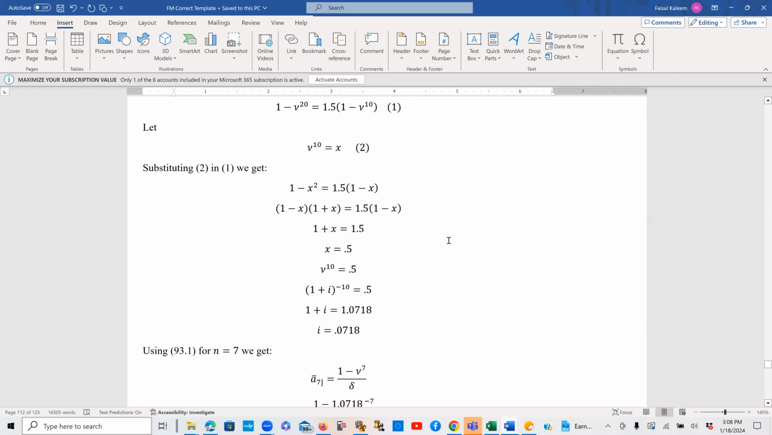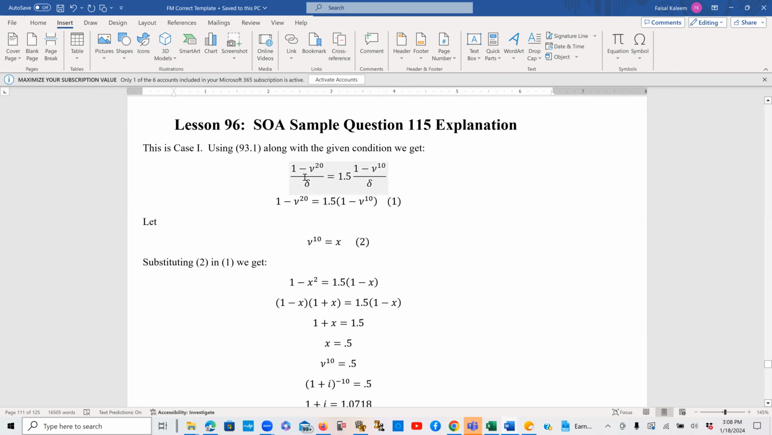And in that case, the present value is 1 minus nu to the n over delta, basically. So for the 20-year, it would be 1 minus nu to the 20 over delta. And that's the case when the payment is 1 per year, which is the case in this problem. So the left side is the present value of the 20-year annuity, and that is equal to 1.5 times the present value of the 10-year annuity, which would be 1 minus nu to the 10 over delta.